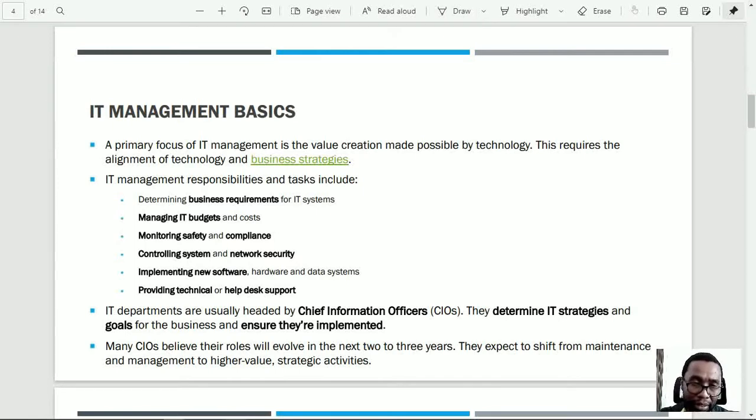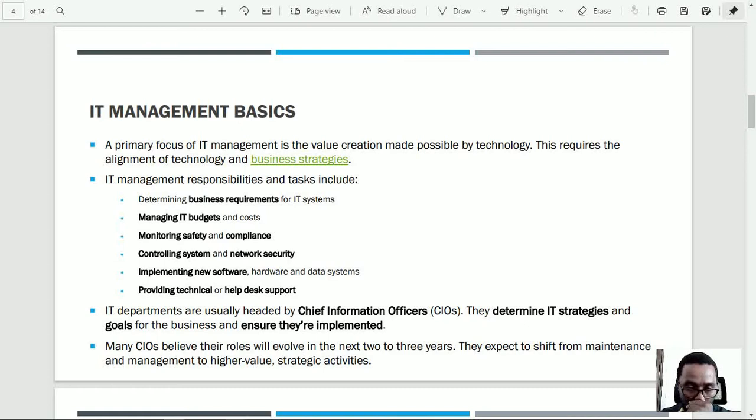Some of the basics of IT management are here. We want to talk about the primary focus of IT management being value creation, and this is being made possible by technology. It requires, of course, IT and business strategies to be aligned.